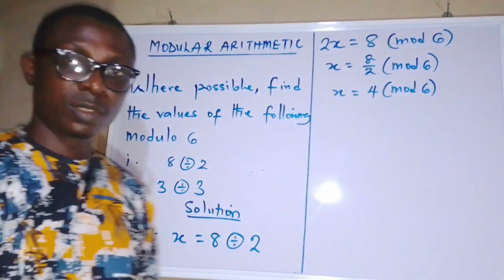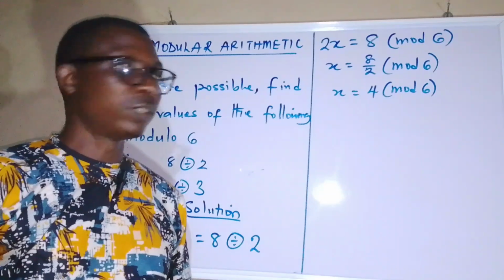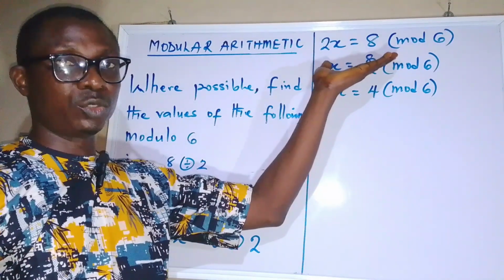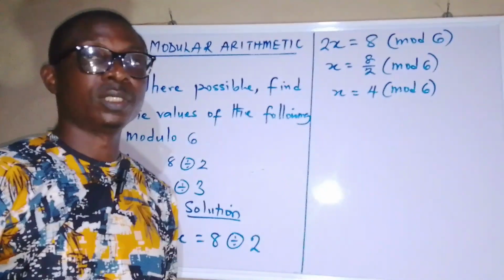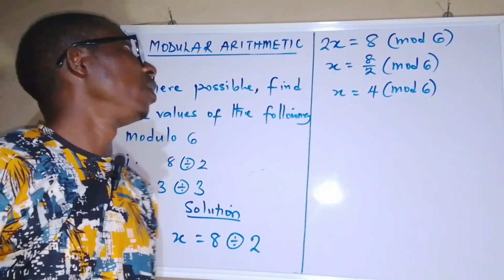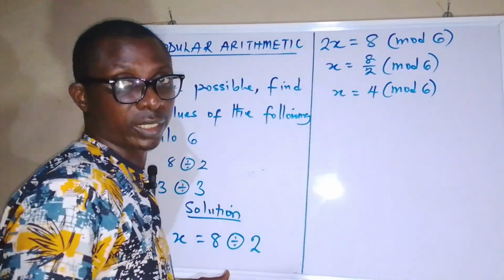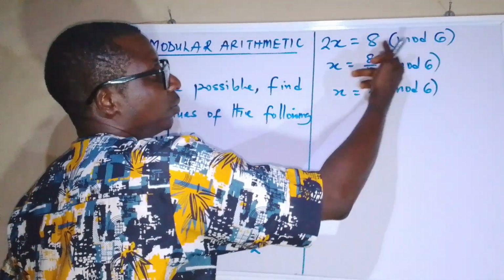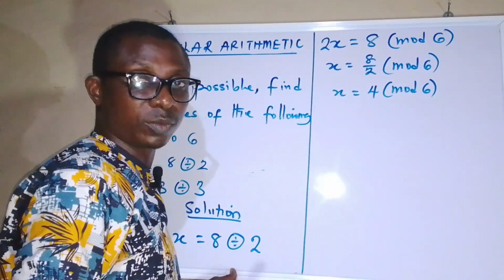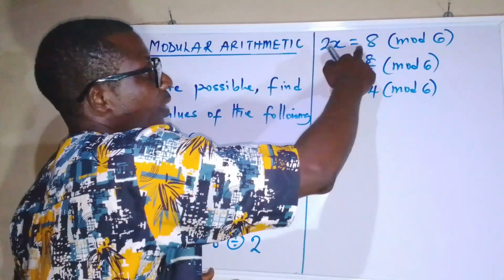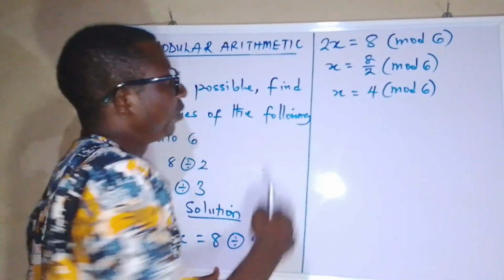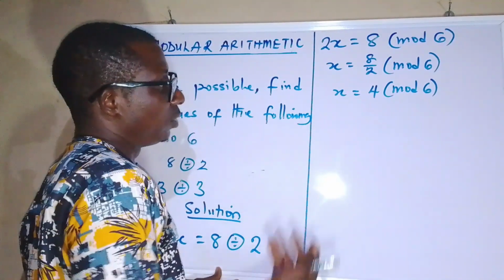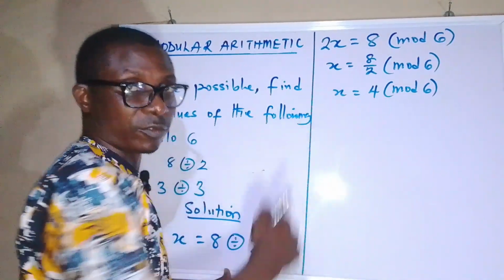But in division, we can have more than one answer. So you have to look at your equation again and be sure that we don't have another solution in that modulo. How do we check? You begin to add multiples of the modulo, that is multiples of 6, to the value we have here, to check if you get a number that 2 will completely go into, and when you reduce it, it gives you another number that is different from 4.